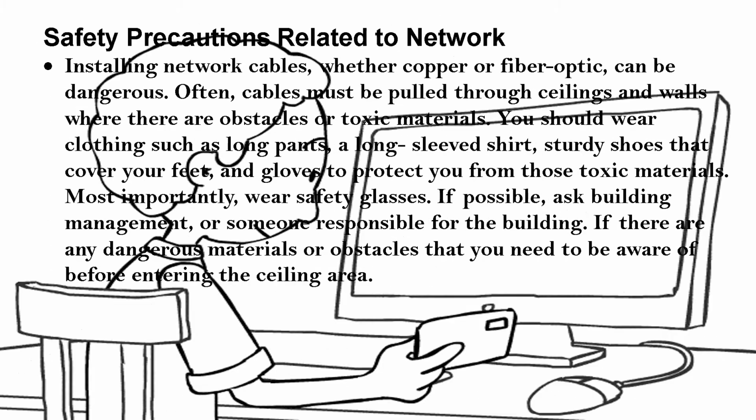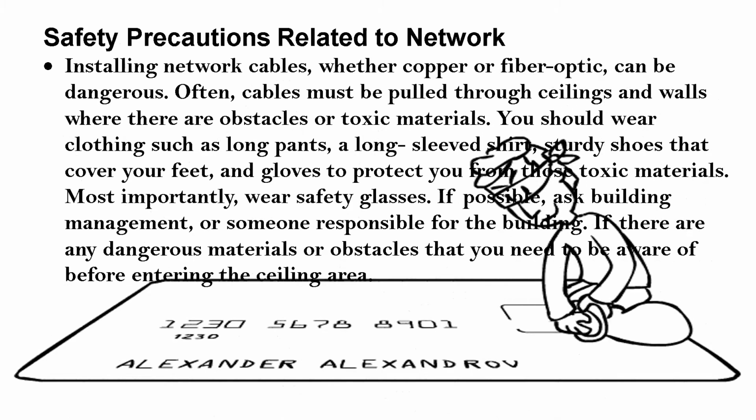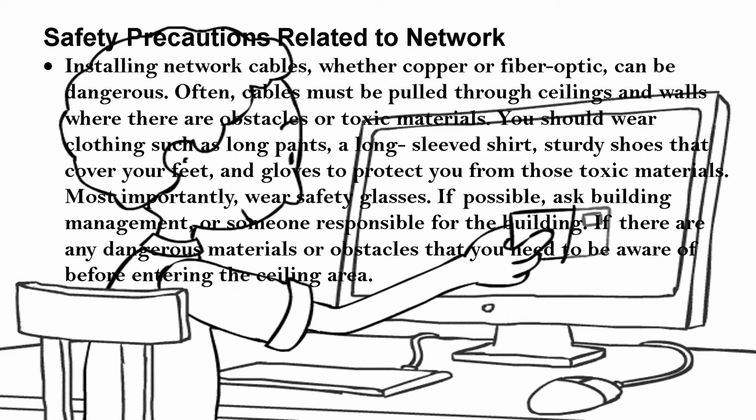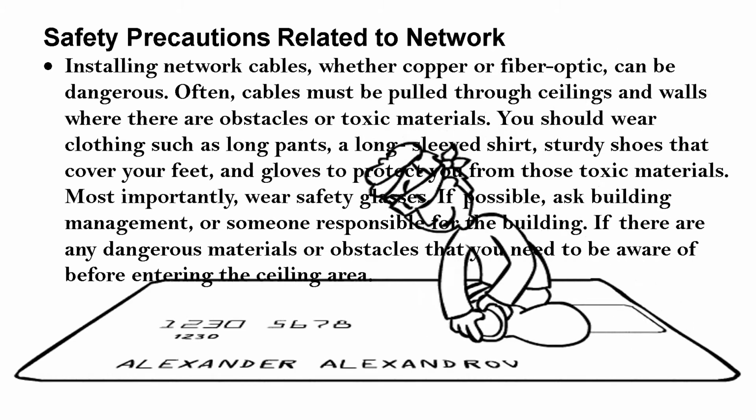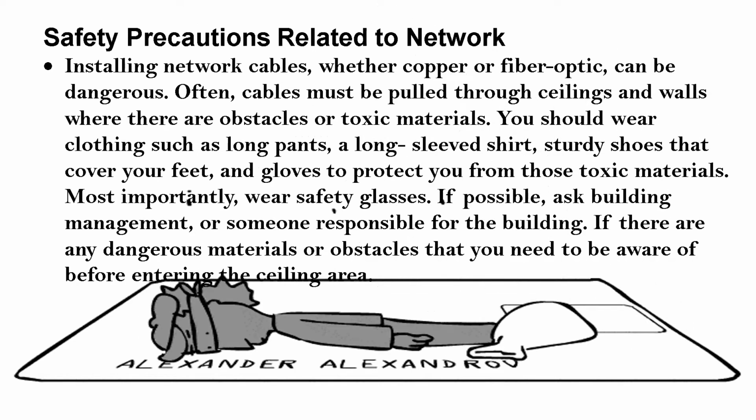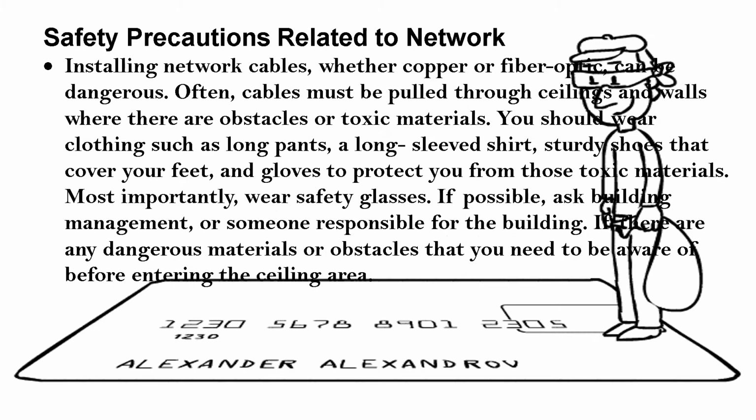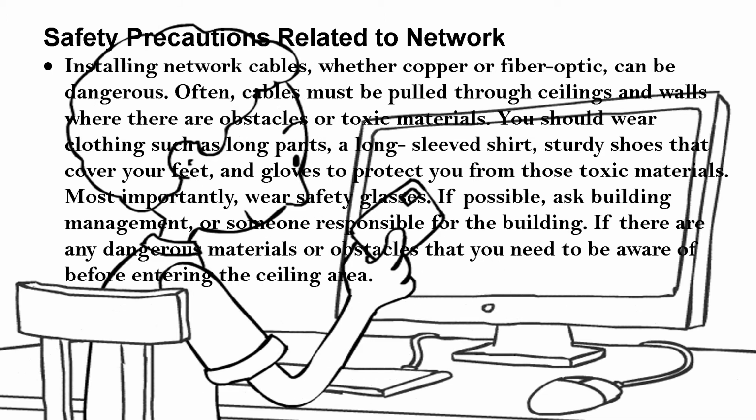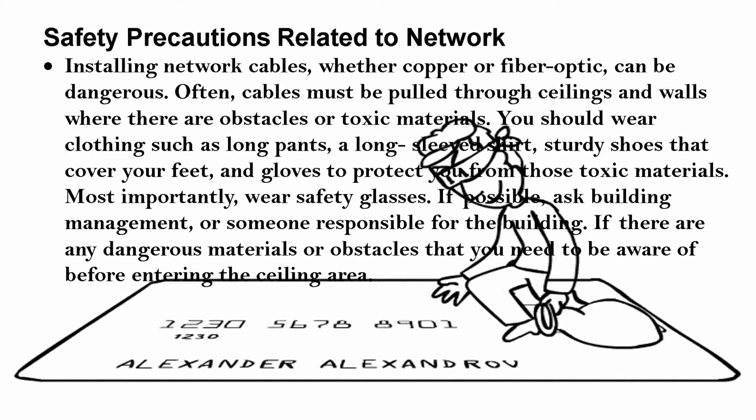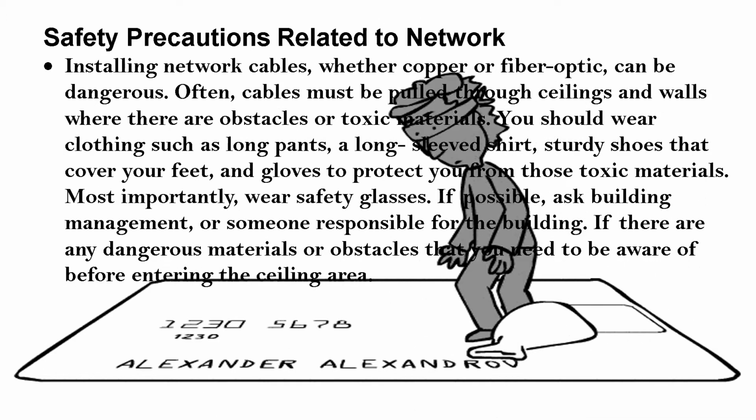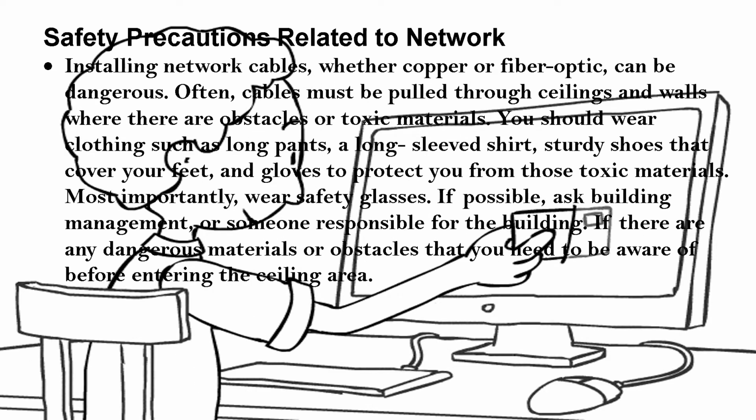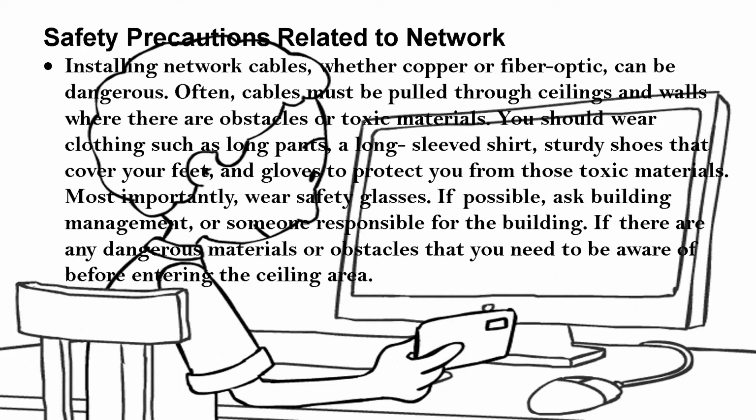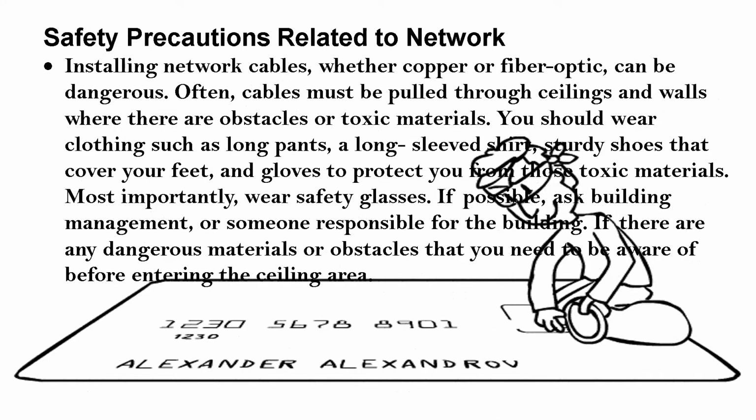Safety precautions related to network. Installing network cables, whether copper or fiber optic, can be dangerous. Often, cables must be pulled through ceilings and walls where there are obstacles or toxic materials. You should wear clothing such as long pants, a long-sleeved shirt, sturdy shoes that cover your feet, and gloves to protect you from those toxic materials.